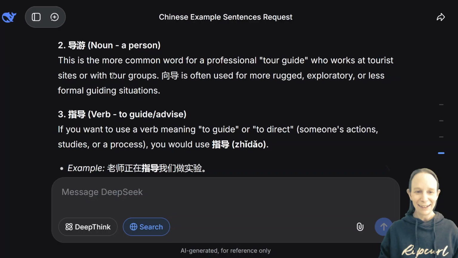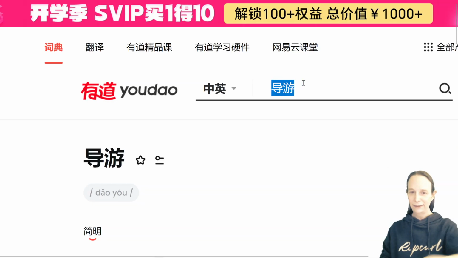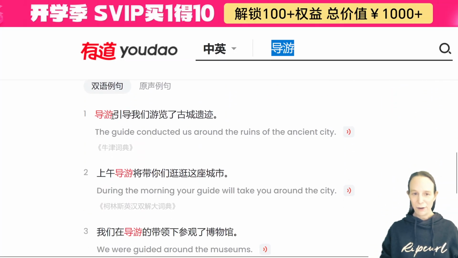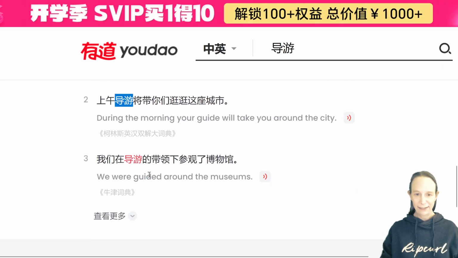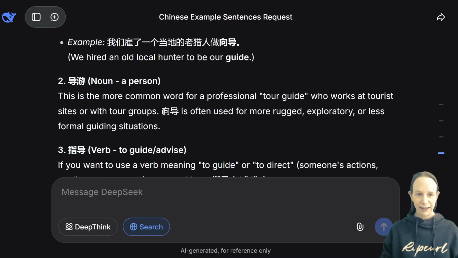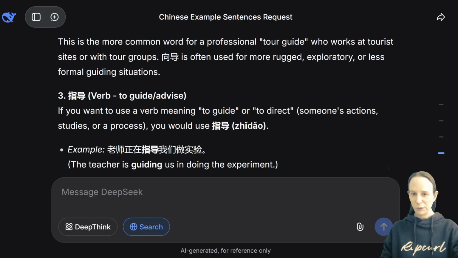So 导游. Like, so this is both a noun and a verb, is it? 导游引导. So this is the person and this is the verb. 项目导游, 这样, this is a noun. 在导游的带领. Oh, 带领 is guide. 指导. This is more general, right?